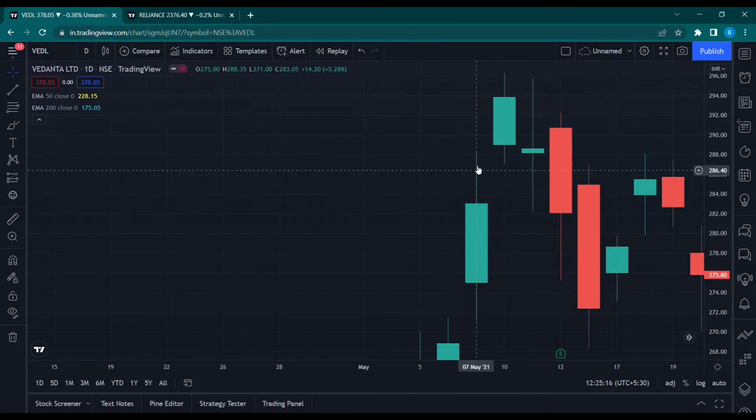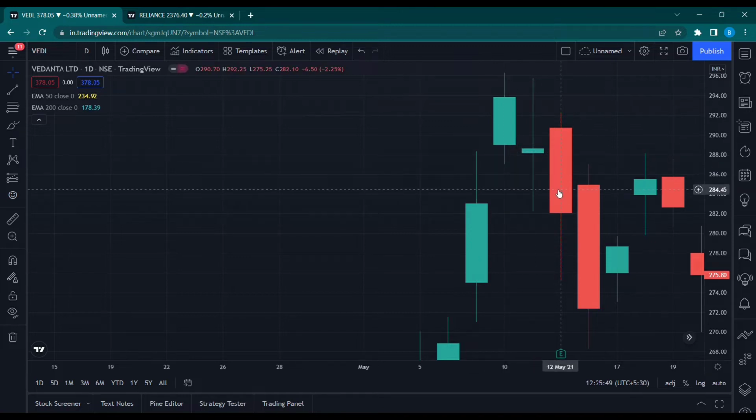Then you have these wicks. On the top you have one wick and on the bottom you have another wick. What does this tell you? The lowest point of the lower wick tells you the lowest price reached by the stock on that day. Similarly, on the higher side you have the upper wick, which tells you the highest point of price reached by the candlestick on that day.